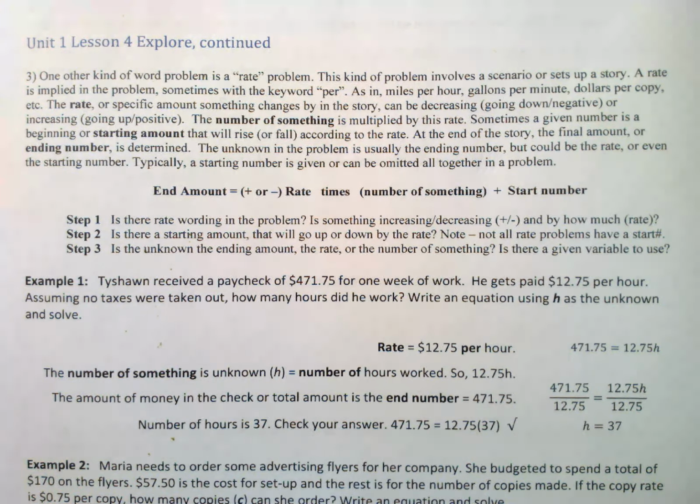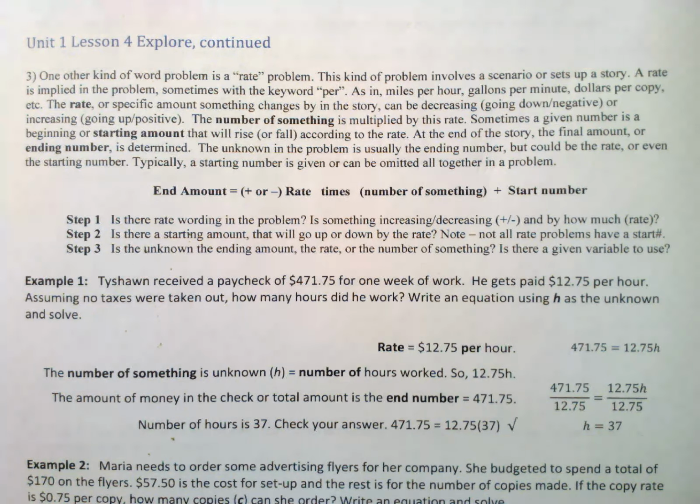Sometimes rate problems have the word per in there, like miles per gallon, gallons per minute, dollars per copy, etc. The rate is what a specific amount of something changes by in the story. It can be increasing, positive, going up, or decreasing, negative, going down. There are many words that describe that kind of action. And then we're talking about books or years or inches or copies or miles or something. Number of something is multiplied by this rate.